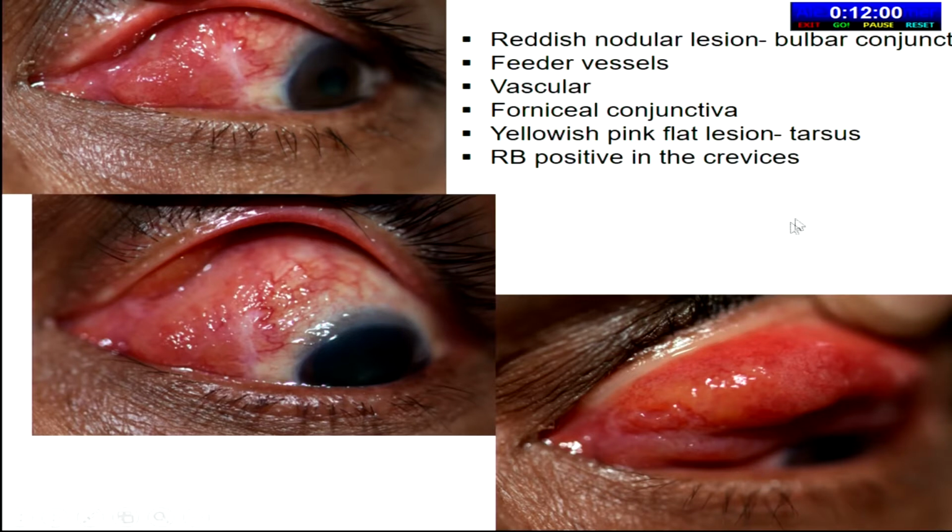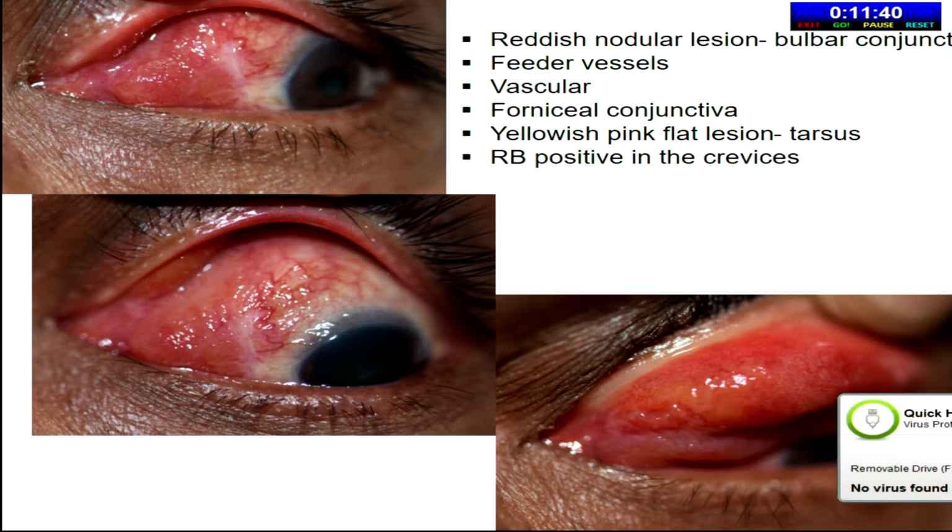So now, what do you think of this? Lymphoma, yes, it's a differential diagnosis. So you have a reddish nodular lesion in the bulbar conjunctiva. There is a feeder vessel. Anything else? I'll give you one clue over here. He gives a history of subconjunctival hemorrhage once, one episode.